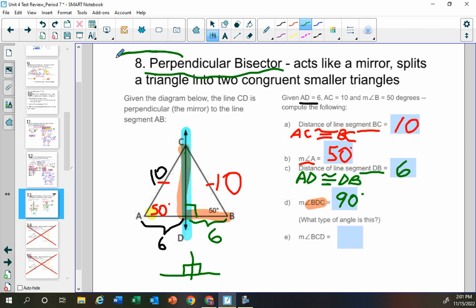Well, you got 90-degree angles. That's a 90, 90. So this angle is going to be 90 degrees. So now you have a 50 and a 90. Now, the last angle we need to find out is this top angle over here.